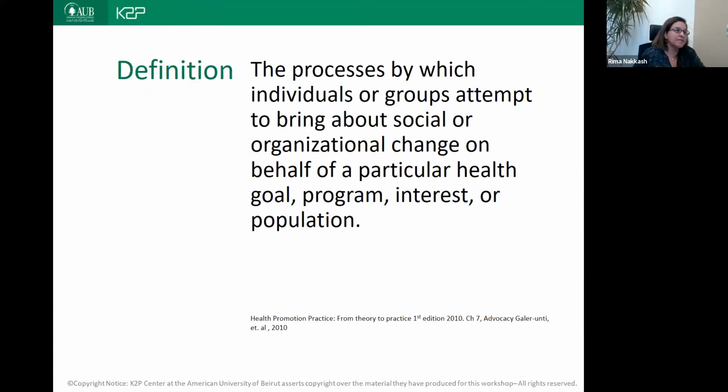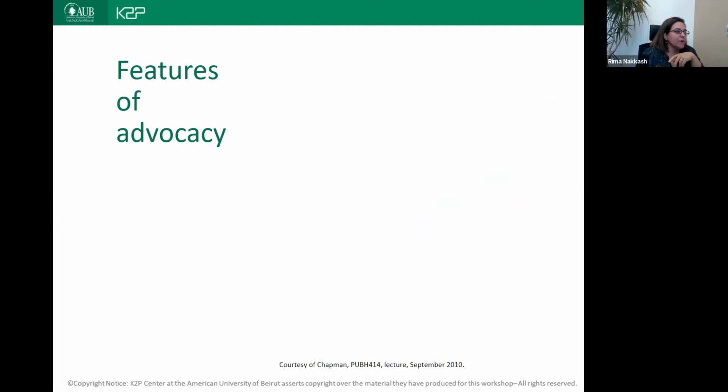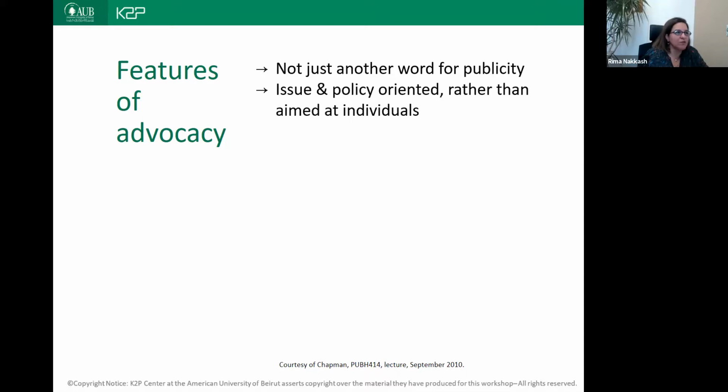So what is it? It's a process by which individuals or groups work together and try to bring about social or organizational change on behalf of a particular identified health problem, program, interest, or population. What are the features of advocacy? We can think of a number of features. First of all, it's not just another word for publicity. So writing about a research finding or acknowledging publication of a research finding, for example, in the media, is not what advocacy is.